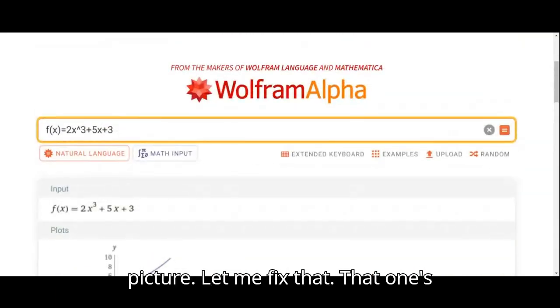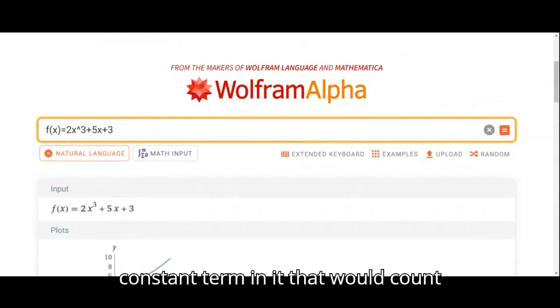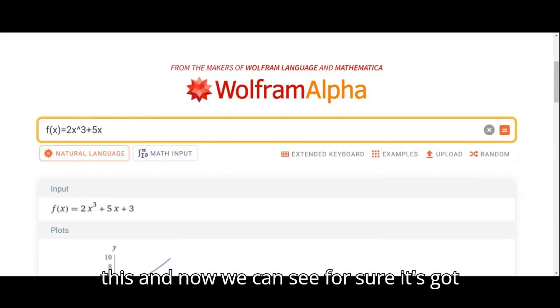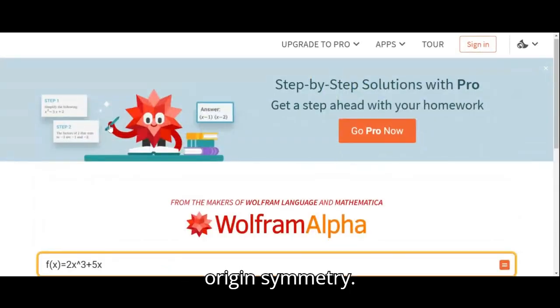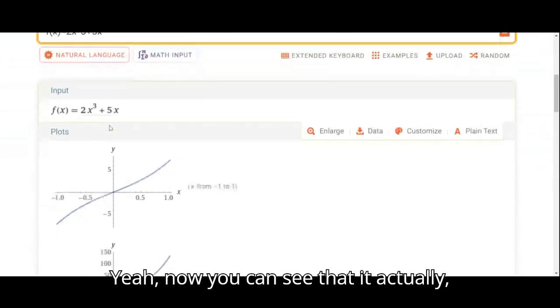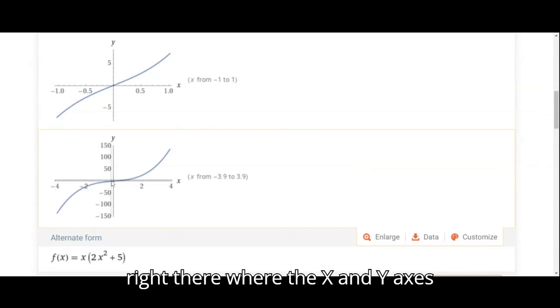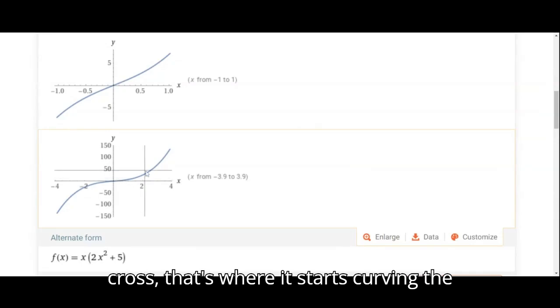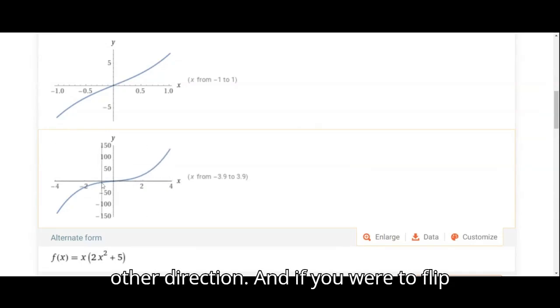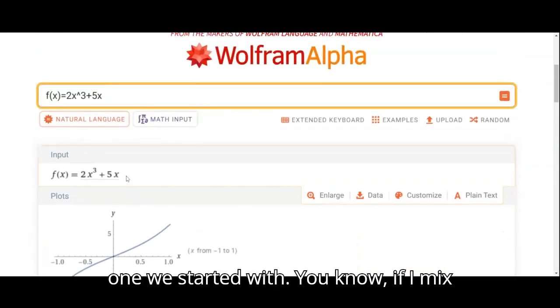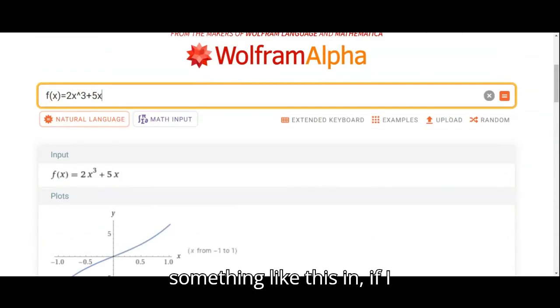Let me fix that. That one's neither even nor odd because it's got a constant term in it that would count toward even degree. Now let me get rid of this, and now we can see for sure it's got origin symmetry. Now you can see, if y'all follow the cursor here, it's curving up, and right there where the x and y axes cross, that's where it starts curving the other direction. And if you were to flip that over, it would look exactly like the one we started with.